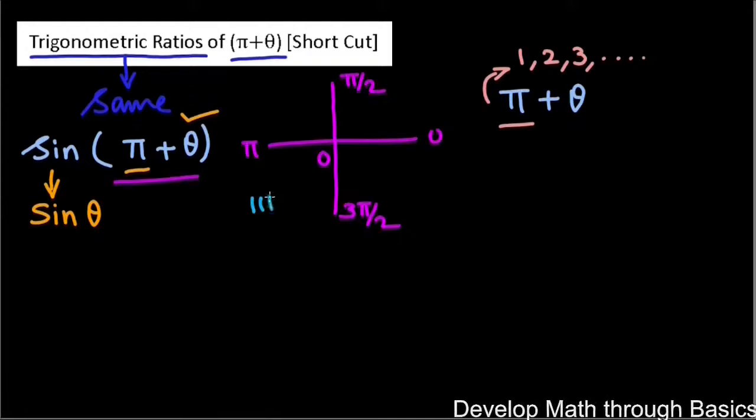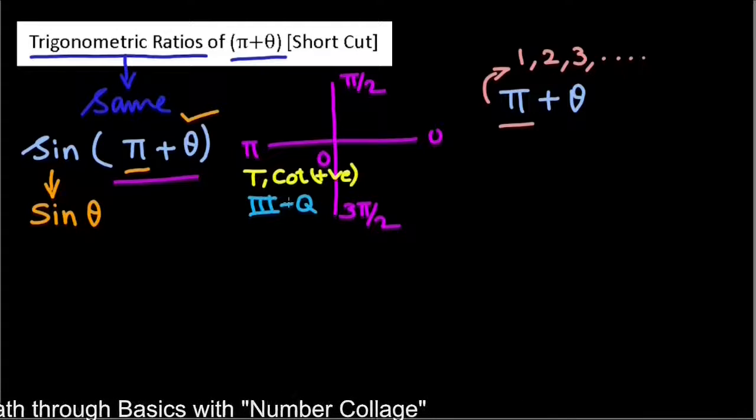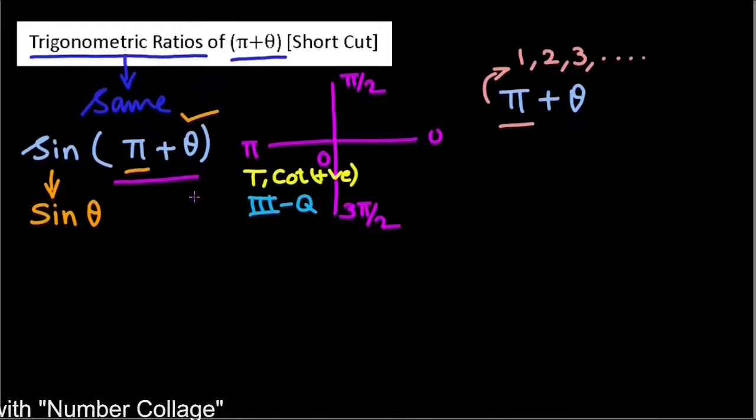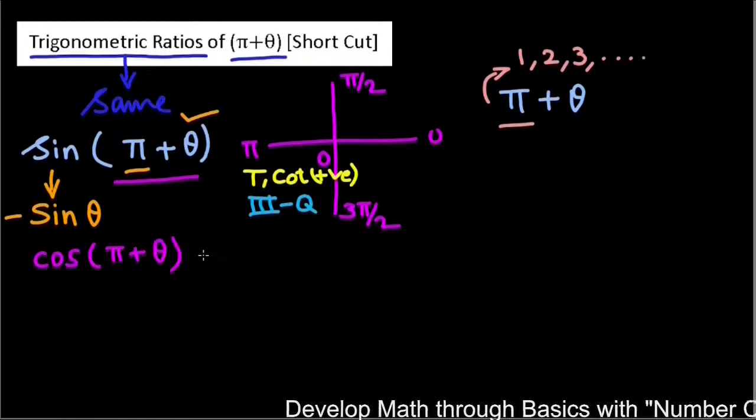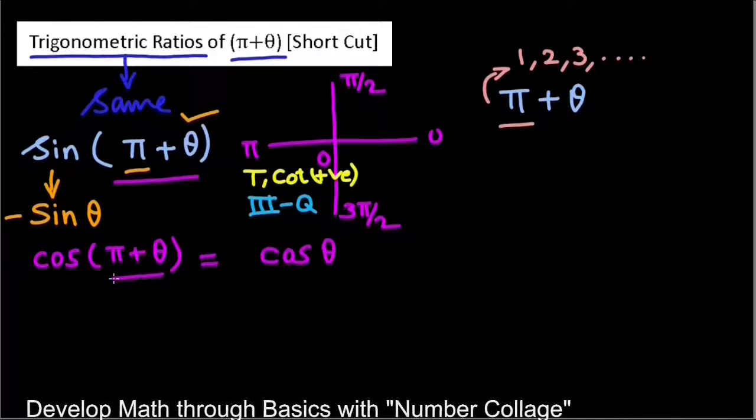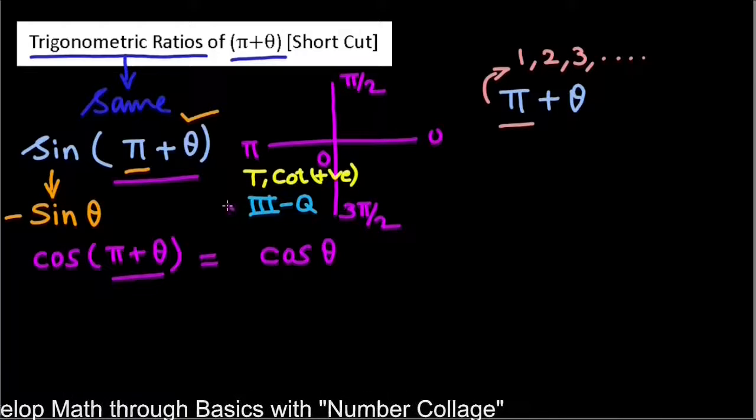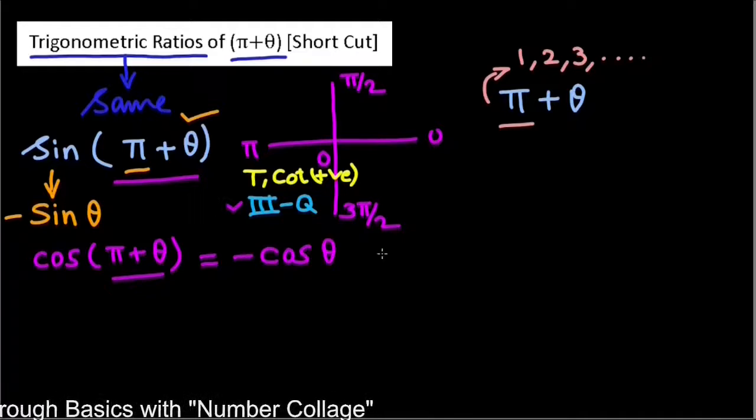It lies in the third quadrant where tan and cot are positive and the remaining ratios are negative. Since in the third quadrant sine is negative, therefore this sine theta will carry a negative sign. So therefore sine pi plus theta will be minus sine theta. Similarly, cos pi plus theta will be cos theta itself, but since this angle pi plus theta lies in the third quadrant, and in the third quadrant cos being negative, this will be minus cos theta.